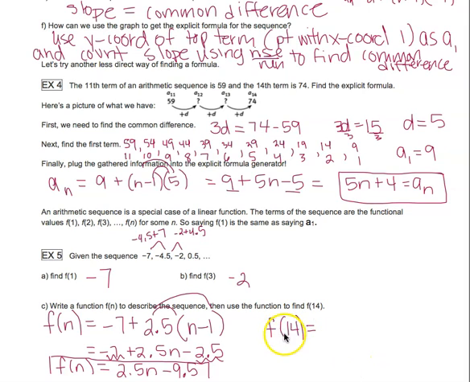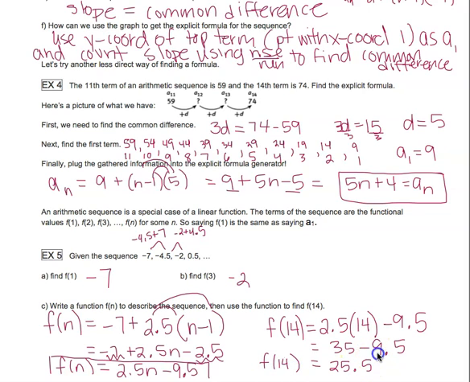Okay, so going to check our work. F of 14 is just function notation telling us to plug 14 in for our variable. So 2.5 times 14 minus 9.5. So I'm sure we'll want a calculator for that. So 2.5 times 14 is 35. And then 35 minus 9.5 gives me 25.5 for my final answer for f of 14.